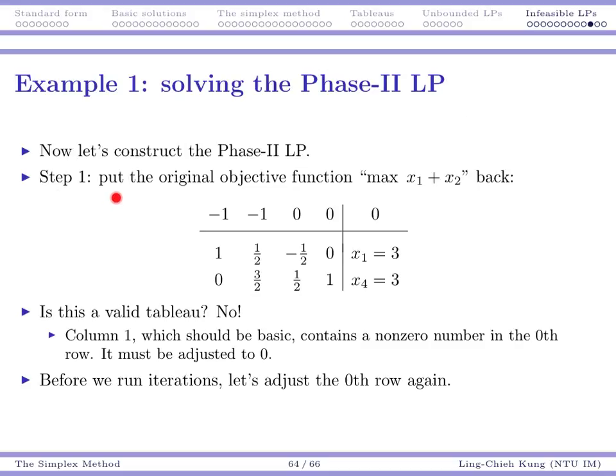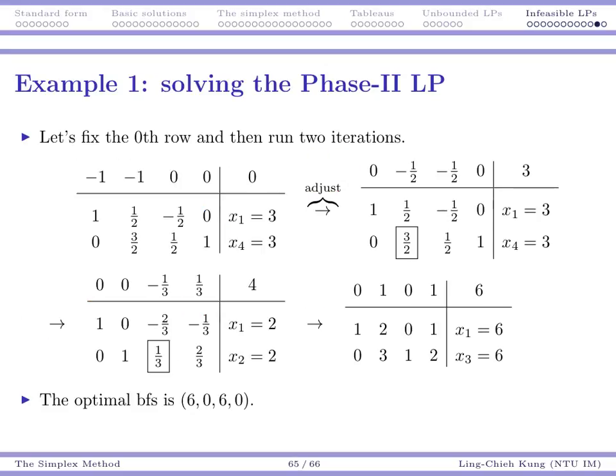We should first put the original objective function back. It was maximizing x1 plus x2, so we negate the coefficients and put -1 and -1 here. Again, before you start to run iterations, we say x1 and x4 are our basic columns, but this guy is not 0. So we need to fix the objective function again. We do the adjustment by adding constraint 1 into constraint 0, and then we get several candidates.